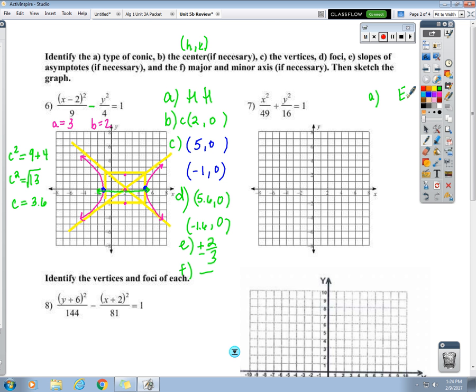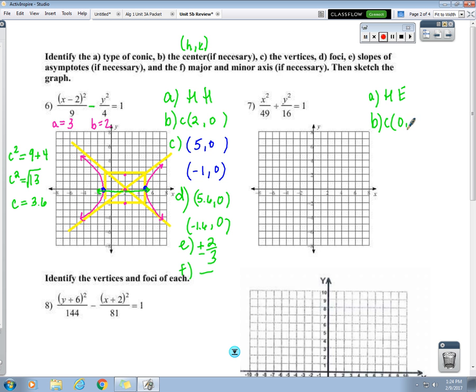And I notice that A and B flip-flop, but A is always greater than B. Well, isn't this number bigger? And isn't it under the x? So that makes this what kind of ellipse? Horizontal. Where is the center of this ellipse? 0, 0. And we know that because there's nothing in the h place, there's nothing in the k place. It's just x squared and y squared.